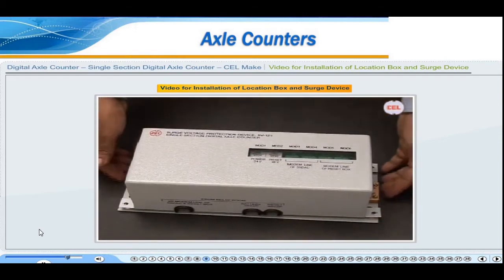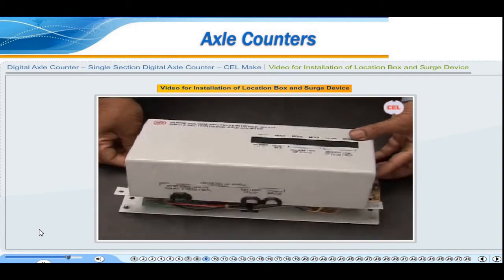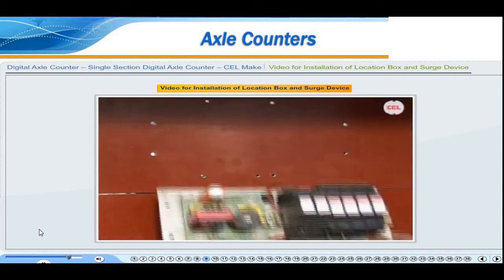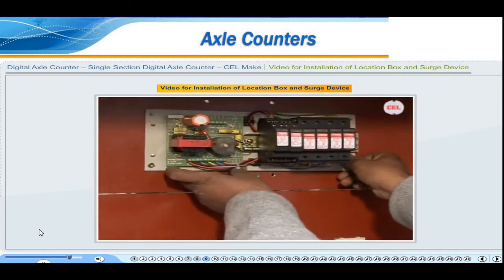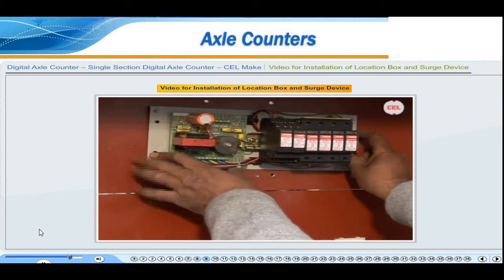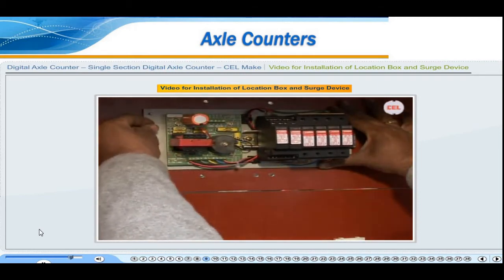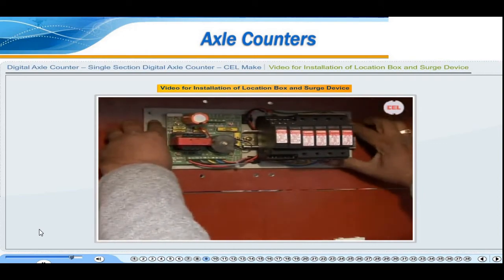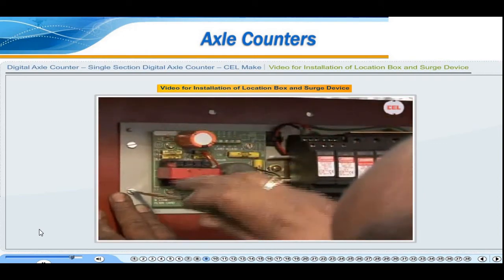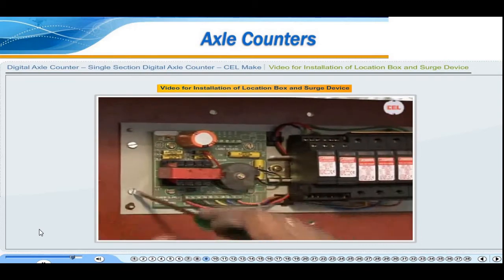Remove the top cover of the SVPD unit. Fix the surge voltage protection device unit, or the SVPD unit, on the same wooden hylam or NFTC plank firmly inside the location box along with other units using nuts and bolts.